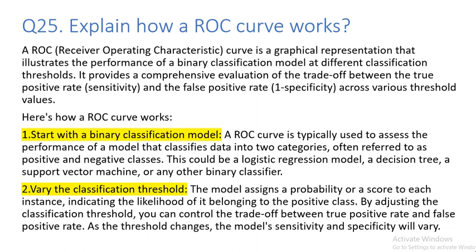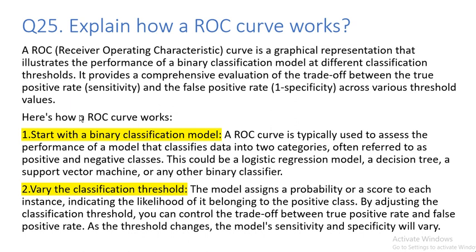Explain how a ROC curve works. ROC, receiver operating characteristic curve, is a graphical representation that shows the performance of a binary classification model at different classification thresholds. It provides a comprehensive evaluation of the trade-off between the true positive rate, that is sensitivity, and the false positive rate, that is 1 minus specificity, across various threshold values.